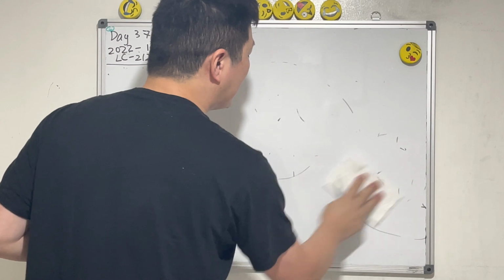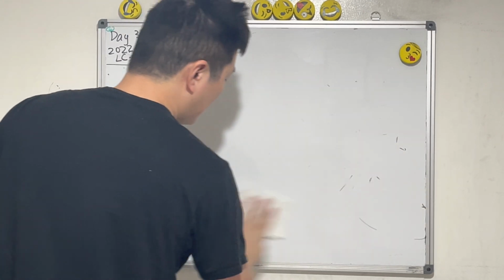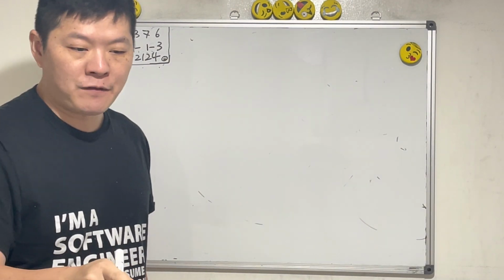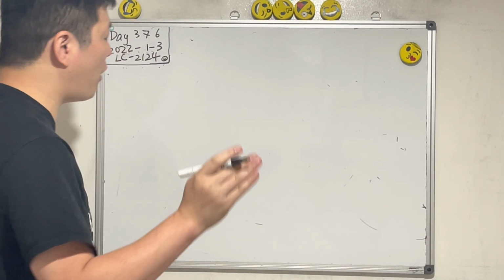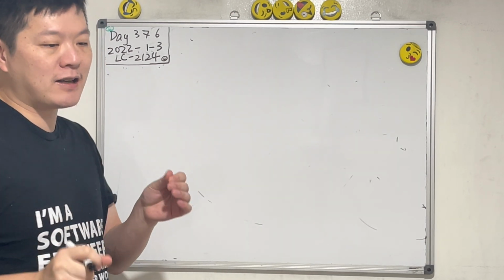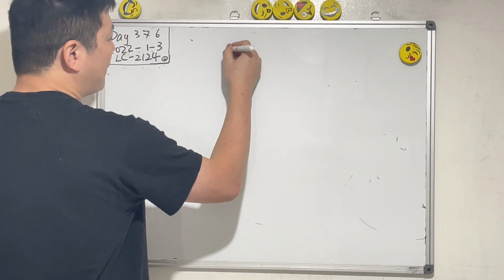So let's see. We're given a string with only A and B. We want to find out if all A's are before all B's. All A's are before B's. Okay, we are given a string only containing A's and B's. Okay, let's give a few examples.